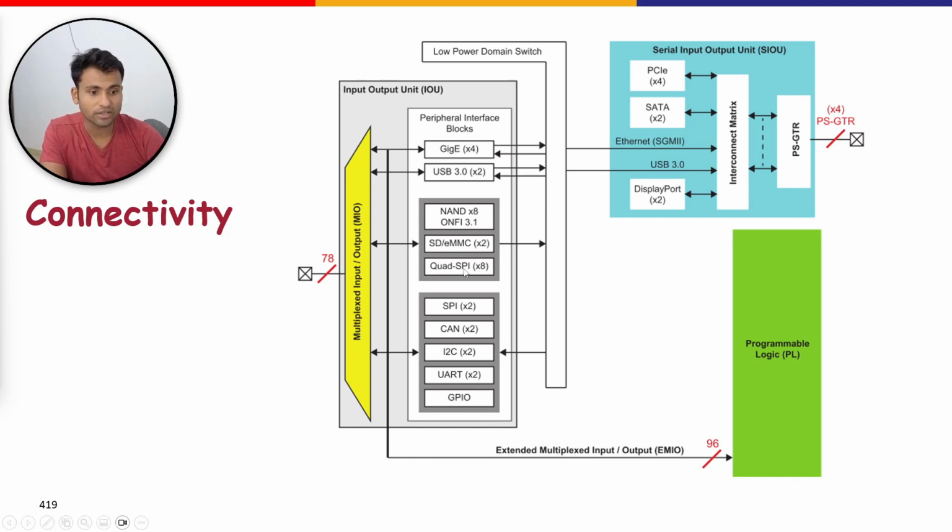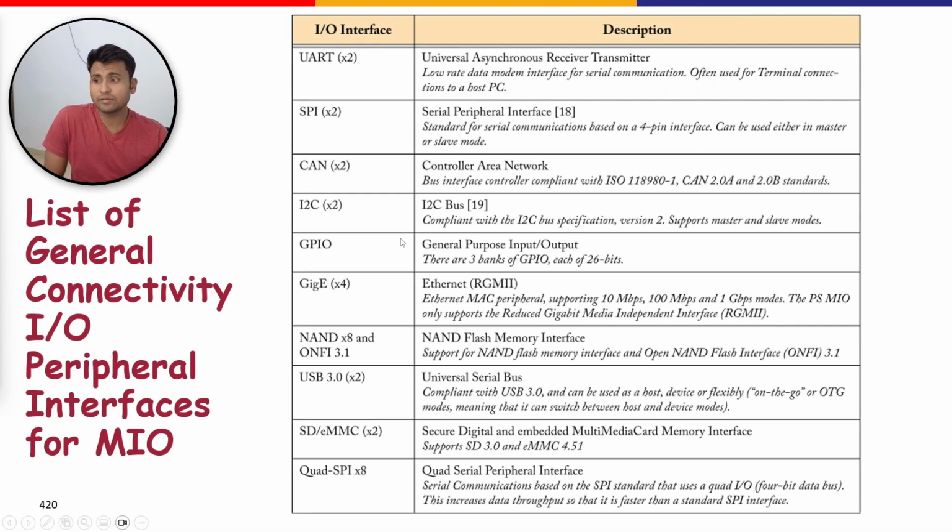Lastly, we have a quad SPI, which is quad serial peripheral interface, which is a serial communication based on the SPI standard that uses a quad IO, which is a 4-bit data bus, and this increases data throughput so that it is faster than the standard SPI interface. Here is a table summarizing the list of general connectivity IO peripheral interfaces which are available for multiplexed input output.